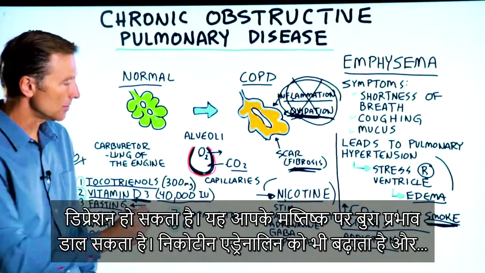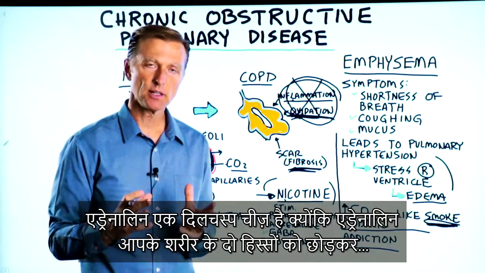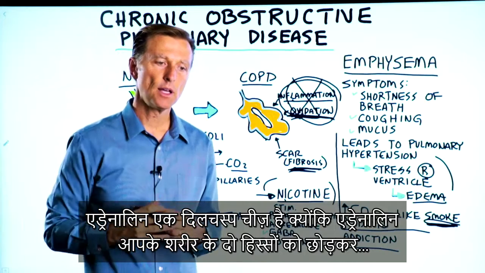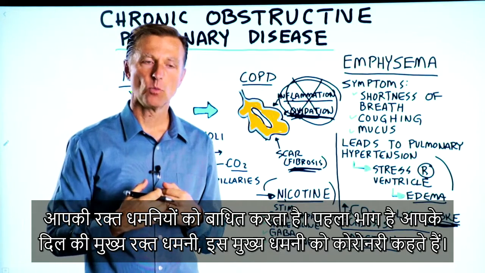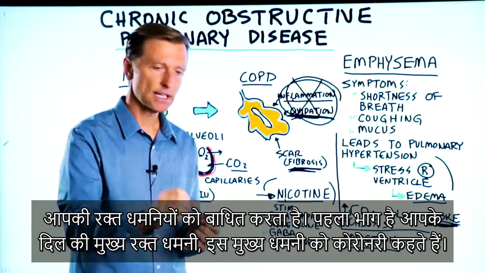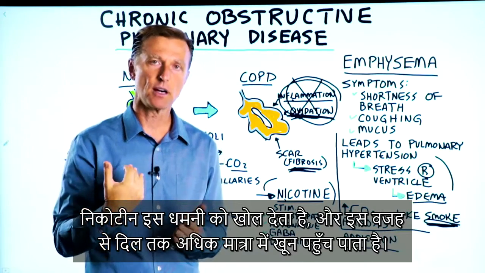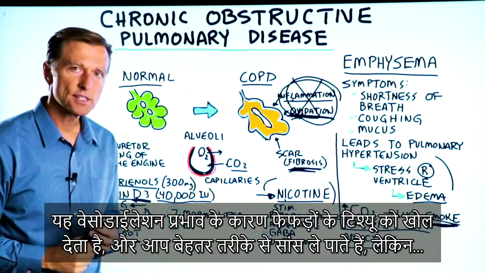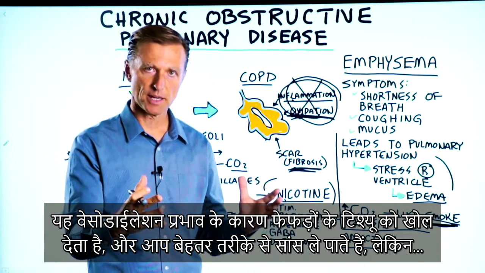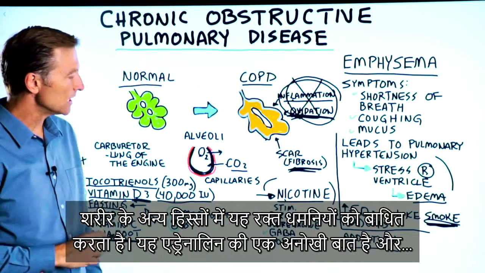Nicotine also stimulates adrenaline. And adrenaline is interesting because adrenaline constricts the arteries except for two parts of your body. One is in the heart. The main artery of the heart is called the coronary. Nicotine actually opens up and vasodilates that artery, so it increases more blood flow to the heart. In the lungs, it creates a vasodilation effect. It opens up the lung tissue so you can breathe better. But everywhere else, it constricts the arteries. So that's a very unique thing about adrenaline.